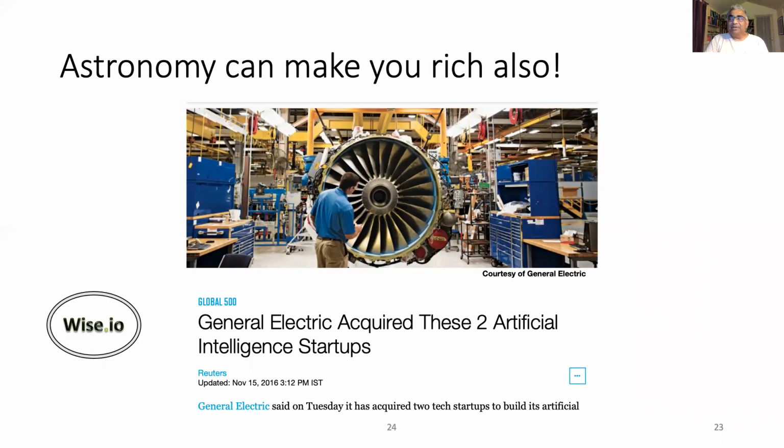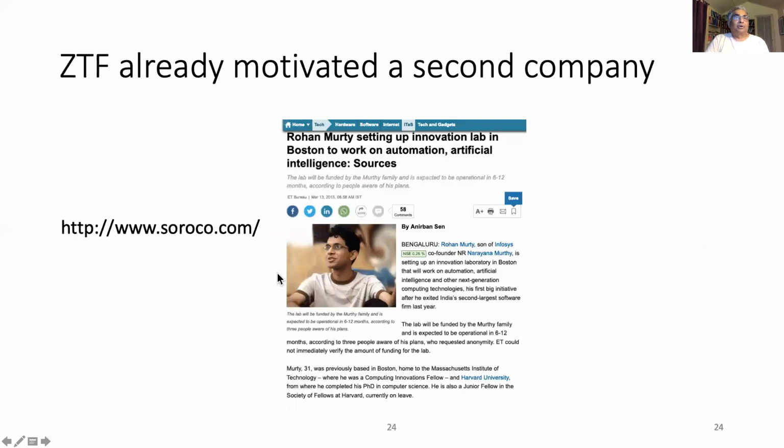In 2016, I gave a talk at MIT, and a young person in the audience said it inspired him to start another startup. My talk was on how automation is the key to high productivity. So here's Rohan Murthy, and he founded a company called Sirocco.com, which is all about automation and artificial intelligence, but in software.